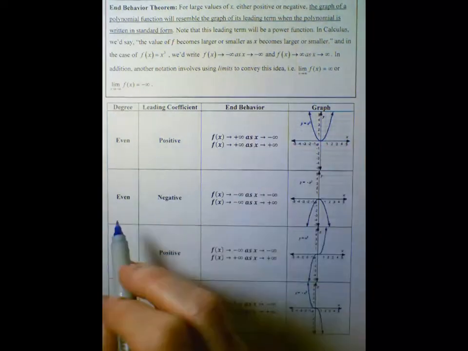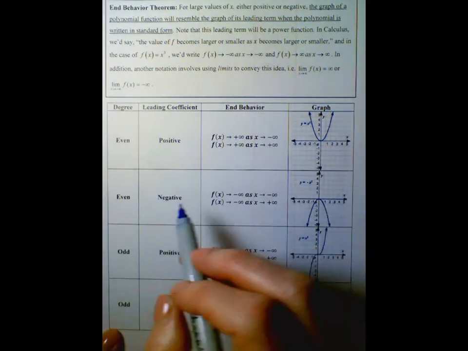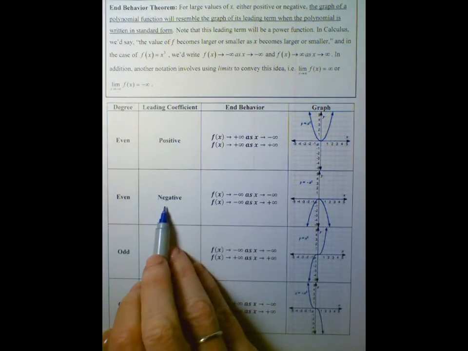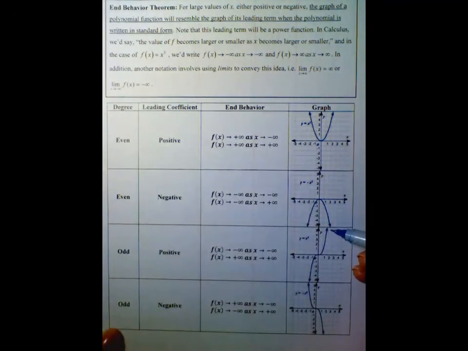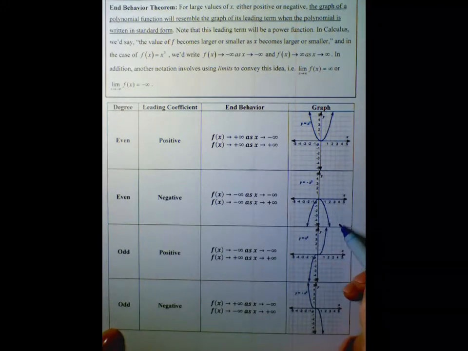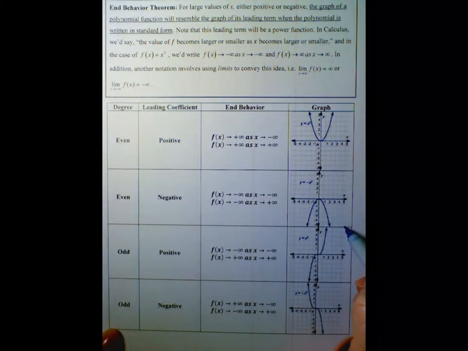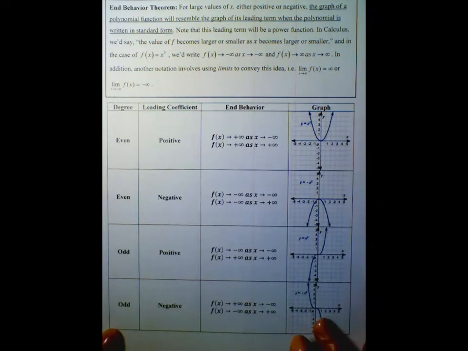Okay? If our degree is even, we have our parabola shape, and our leading coefficient is negative. That just means it flips. Now y is going to negative infinity, no matter what x is doing. If x goes to negative infinity, so does y. If x goes to positive infinity, y goes to negative infinity. Okay, that's all we're saying here.